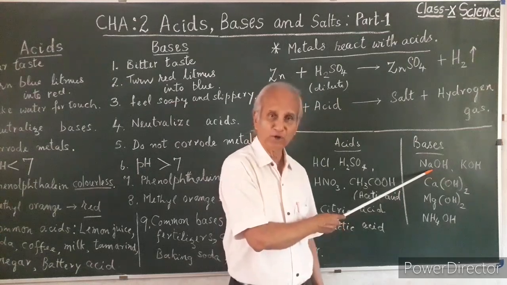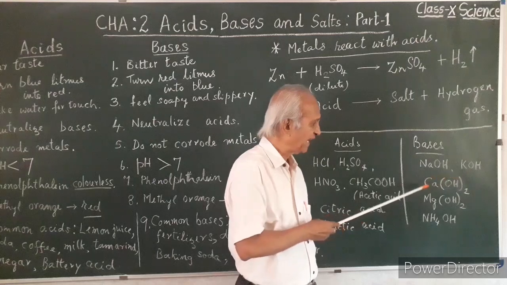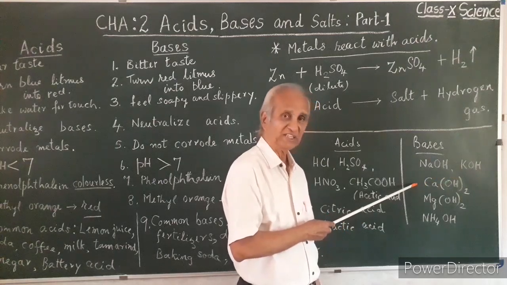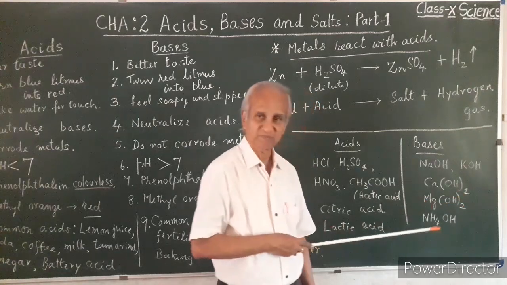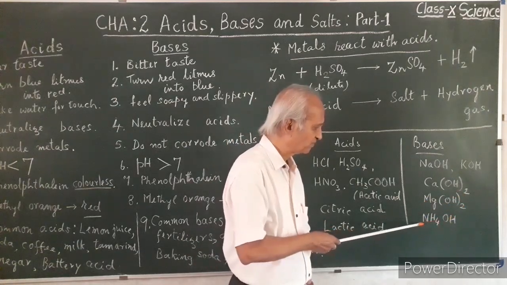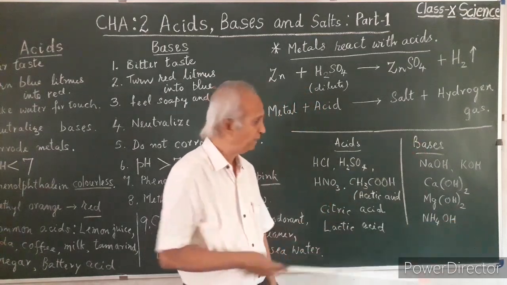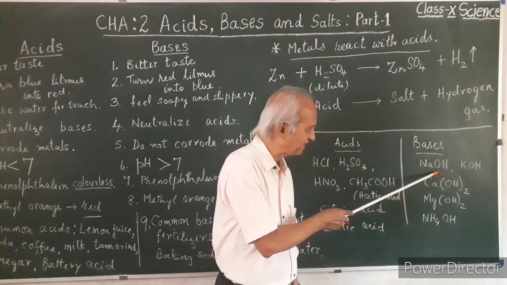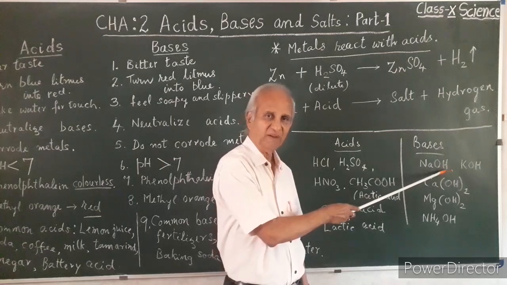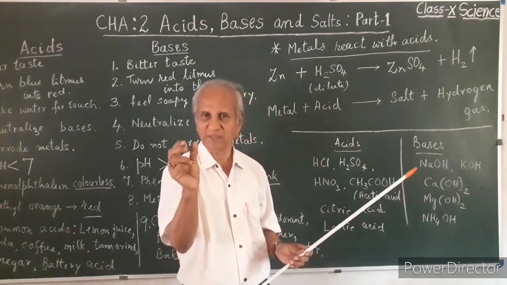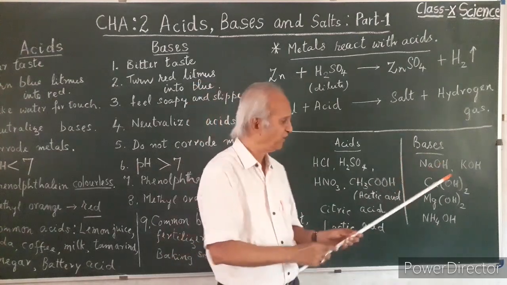And here you have bases. NaOH, sodium hydroxide. Potassium hydroxide, KOH. Calcium hydroxide, Ca(OH)2. Mg(OH)2, magnesium hydroxide. NH4OH, ammonium hydroxide. All these are bases. In bases you find OH, remember it, OH. One oxygen atom and one hydrogen atom together make a molecule of hydroxide, OH, hydroxide.